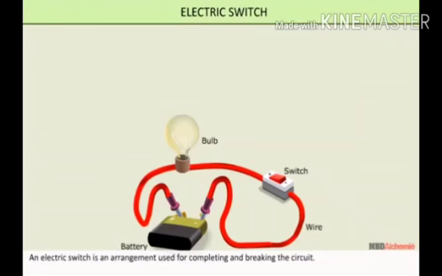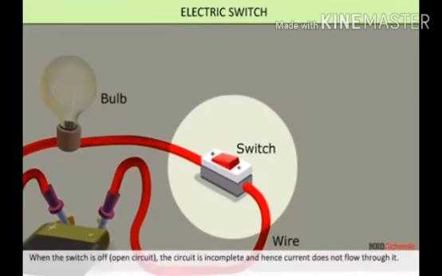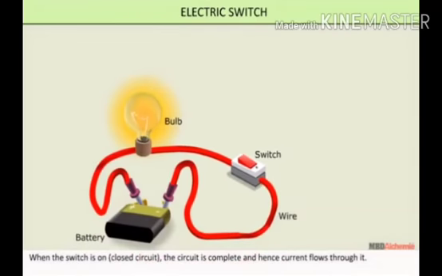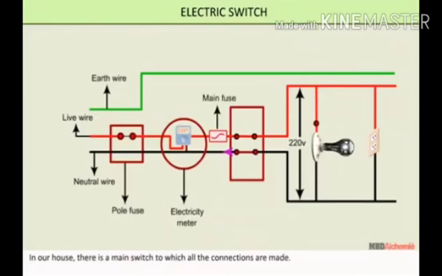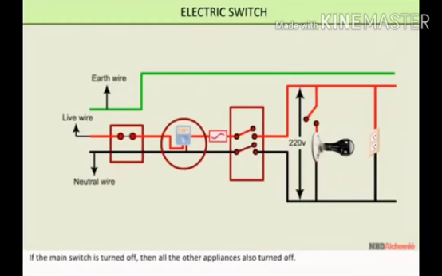Electric switch. An electric switch is an arrangement used for completing and breaking the circuit. When the switch is in the open position, the circuit is incomplete and hence current does not flow through it. When the switch is in the closed position, the circuit is complete and hence current flows through it. In our house, there is a main switch to which all the connections are made. If the main switch is turned off, then all the other appliances also get turned off. Hence, the circuit breaks and no current flows through it.